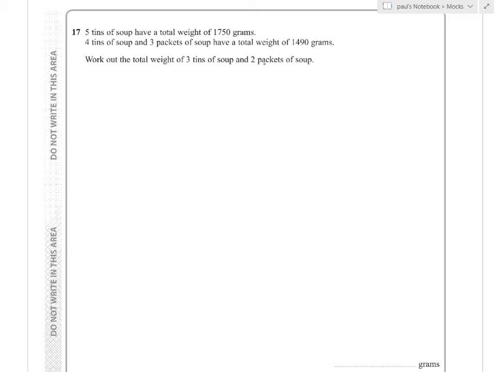Three tins of soup, 2 packets of soup. Okay, so we've got 1570 divided by 5, which will find us a tin of soup. So that's 3 and 5. So the soup is 350.